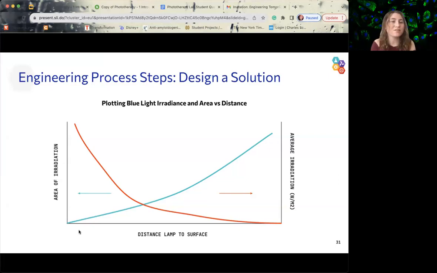But when you get super close, you have a smaller area of irradiation, but you're not getting as much irradiation to the patient. So there's always trade-offs in that. And you want to try to find a balance between the two, right? I want to cover as much of the patient as possible, but I also want to get them the right amount of irradiation over time, okay? So that's something to consider as you're stepping through this process and considering what is the best design I want to create.